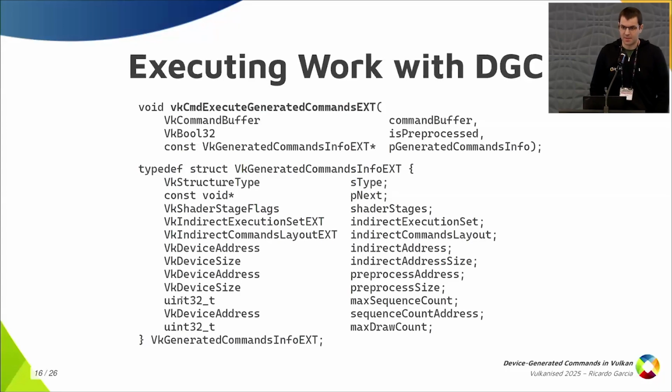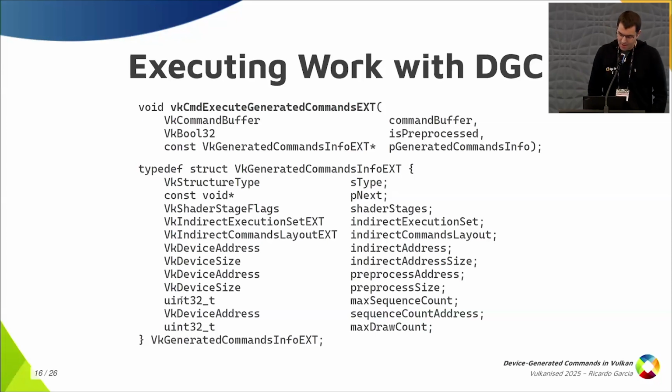And then you pass the information about the buffer that you want to execute, which is the indirect address and the indirect address size to pass the buffer size. So we were using buffer device address to pass information. And then we have something, again, mentioning some kind of preprocessing thing, which is really weird. Preprocess address and preprocess size looks like a buffer of some kind. We will talk about that later.